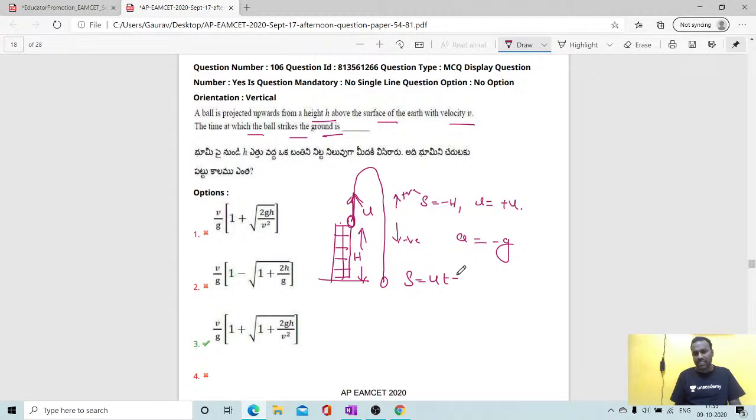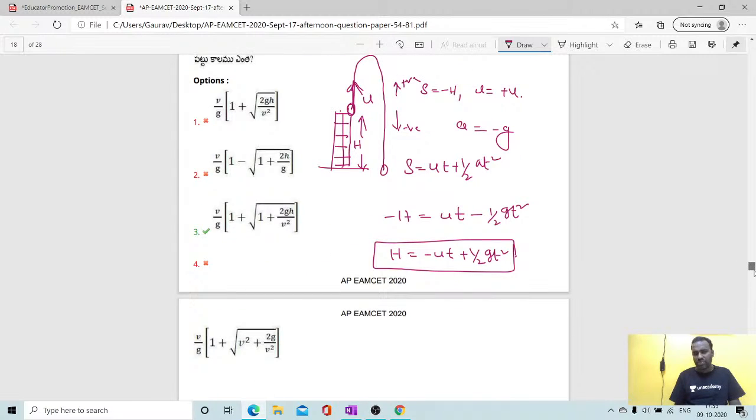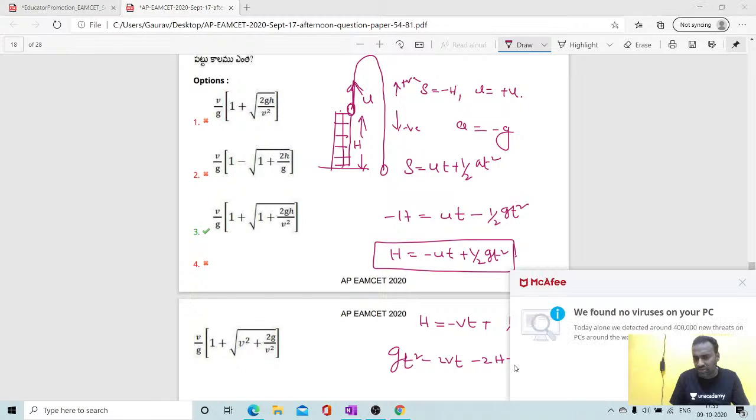Since you know that s is equal to ut plus half at square, I can write over here that minus h is equal to ut minus half gt square. Then h is equal to minus ut plus half gt square. Yes, students, now you can simplify that. u is nothing but v according to this question, so minus vt plus half gt square, we can say. You can bring it into a quadratic equation: gt square minus 2vt minus 2h is equal to 0.